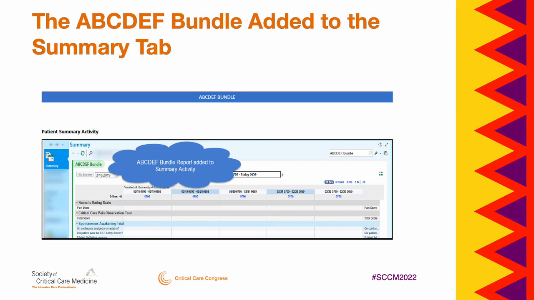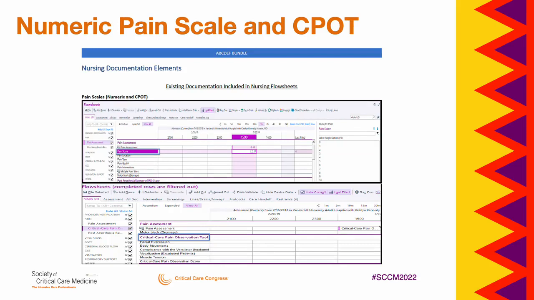So this is what it would look like once you add the ABCDF bundle to your summary activity. So now, as promised, we're going to start going through each of the different letters. So this shows the letter A and where the nurse would document either the patient's numeric rating scale for pain or their critical care pain observational tool.